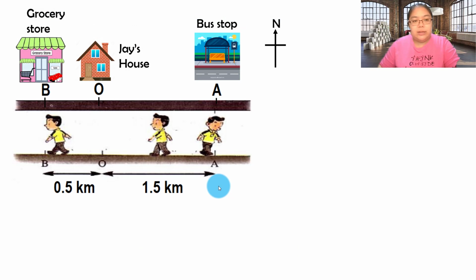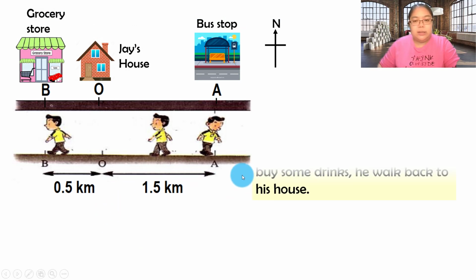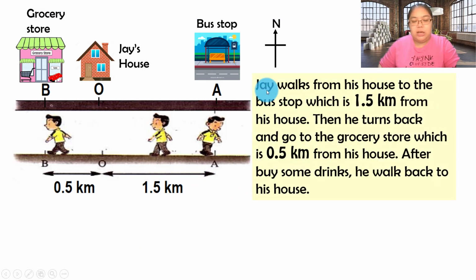Okay, now we go to another situation. The situation is J walks from his house to the bus stop. Okay, this one is the bus stop. The house is here, the house is at O. The bus stop is at A. So that means now he moves from O to A. It is 1.5 kilometer from his house.